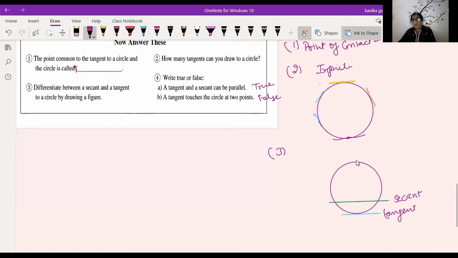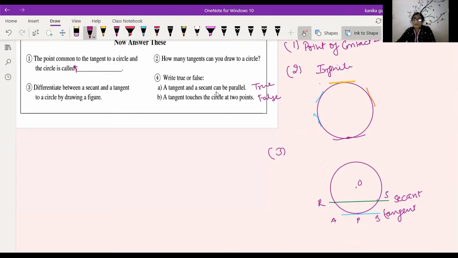Now here this is question number 3. Here this is the circle. This is its center. Here AB is the tangent to the circle, which touches the circle at the one point P. Here RS is the secant of the circle, and it passes through the circle and cuts the circle at the 2 points.